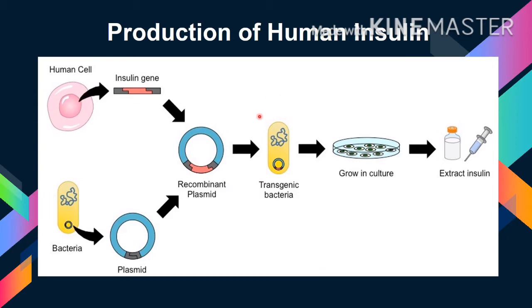So this bacteria cell will read the gene as if it's one of its own, and it will produce protein insulin. This bacteria reproduces asexually and very quickly, and you can get a population of billions of bacteria containing human insulin. So basically, this bacteria will act as a manufacturer of human insulin. Lastly, we will extract the human insulin from the bacteria, and it is ready for use for diabetics.